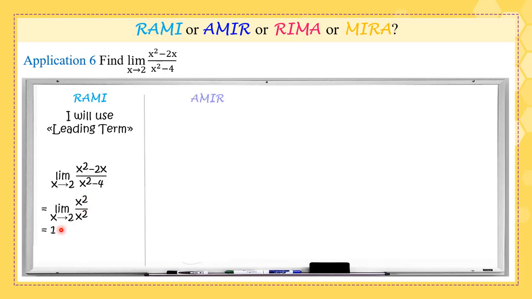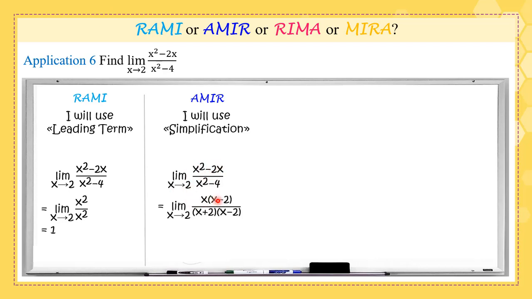Amir, I will use the simplification method. So the limit of this function as x tends to 2 is the limit of x into x minus 2 over x plus 2 into x minus 2. Then by simplifying x minus 2 from the numerator and the denominator, this becomes the limit of x over x plus 2, which is 1 over 2.